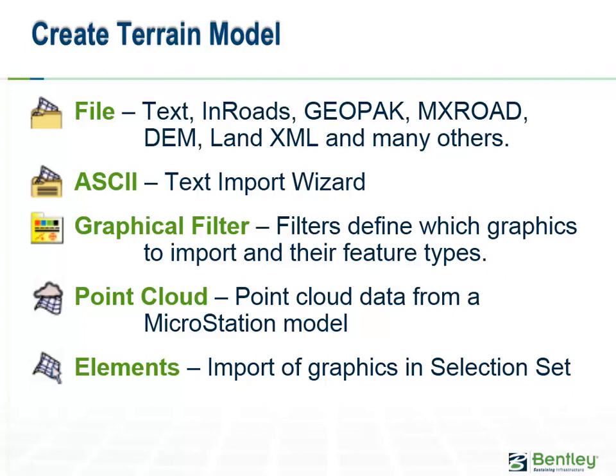The graphical filter creates a terrain model from 3D graphical elements. The filter defines which graphics to import based on their symbology. The advantage of the graphical filter tool is that numerous terrain features can be imported simultaneously. The user does not have to select each feature individually, as with the Create Terrain by Elements tool. However, there must be consistency in the source data to utilize this tool. You can import point cloud data that has been processed with MicroStation, Descartes, and Point tools.